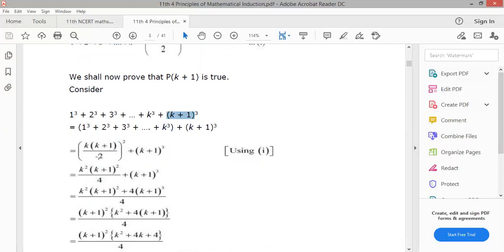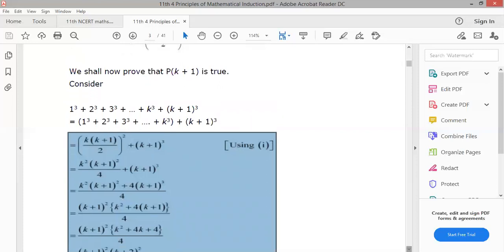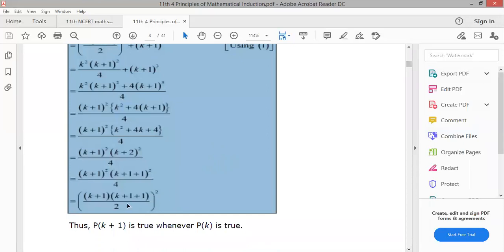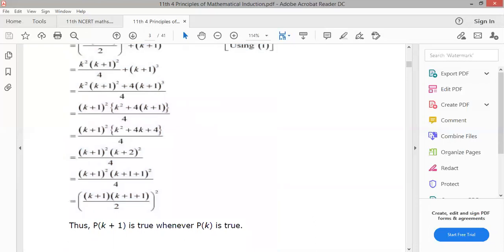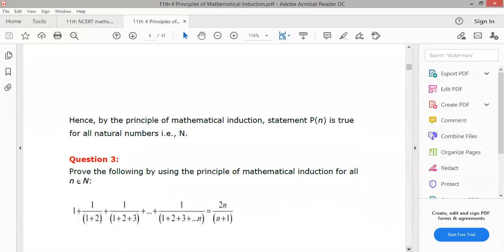So it's like this. For up to kth stage, the sum is k into k plus 1 divided by 2 whole square. And this is k plus 1 whole cube. So we will make the simplification here and we will reach this stage. This is k plus 1 into k plus 1 divided by 2 whole square. Okay, so the result is true for k plus 1 also. And so we can say the result is true for all natural numbers.